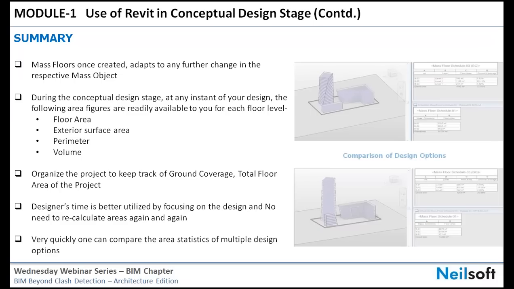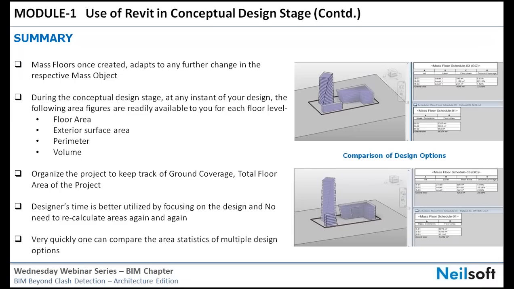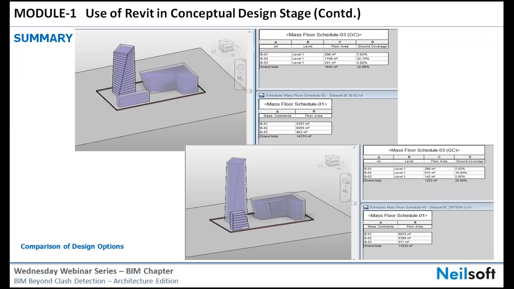And now this is one very important tool. Very quickly one can compare the area statistics of multiple design options. So on the right hand side you can see that there are two design options. Let me make it larger. So there is option 1. In there, 3 blocks, I have 33% of ground coverage with 14,374 square meter of total floor area.